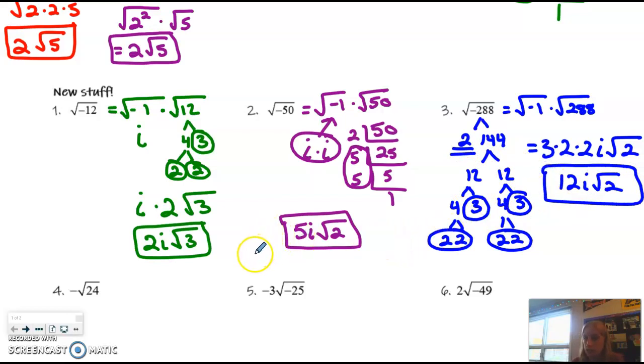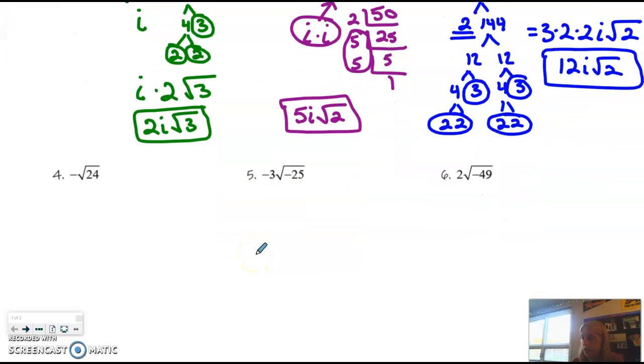Okay, almost done. These are the same. They just have something in the front already. This is your coefficient. All we have to do when we have a coefficient is multiply it by whatever pops out of the radical. So in this case, there's no negative under the radical. That's great. I'm going to factor this.